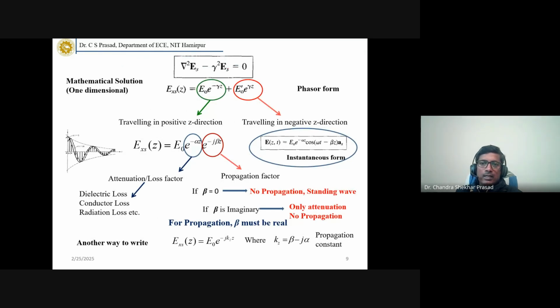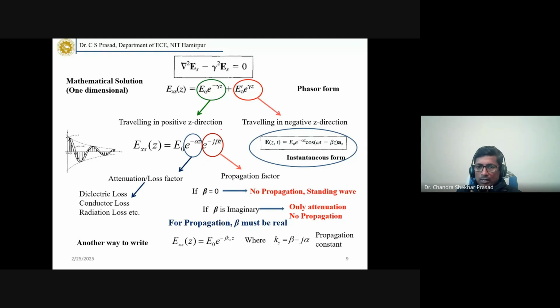Now, if you solve this wave equation, mathematically we have this solution: E naught e to the power minus gamma z and E naught dash e to the power plus gamma z. So this first part represents a wave propagating in the positive z direction, and this second part represents a wave traveling in the negative z direction. Similarly, if you put the value of gamma, this will be converted like this: E naught e to the power minus alpha z e to the power minus j beta z.